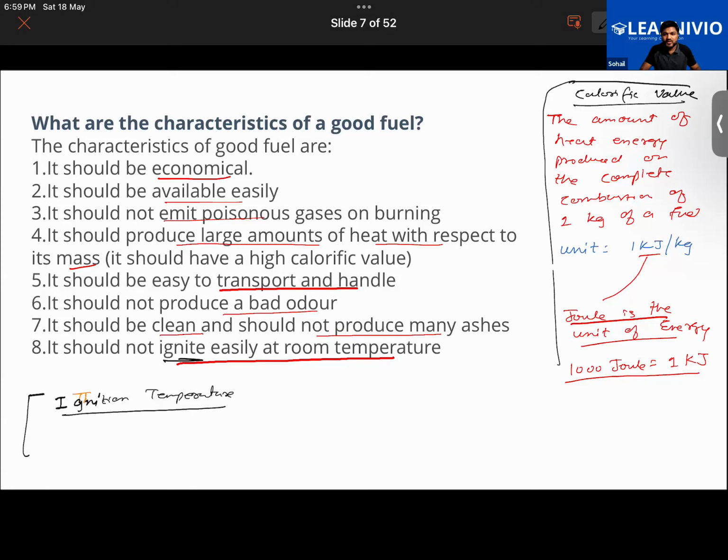Let me tell you what this ignition temperature is. See, different fuels require different amounts of heat in order to catch fire. For example, let's take this one. If you were required to burn petrol, the minimum amount of heat required is somewhere around 246 or 247 degrees Celsius. Or say you want to just burn a piece of paper, it will require around 230 degrees Celsius. Getting my point, what I'm trying to say?